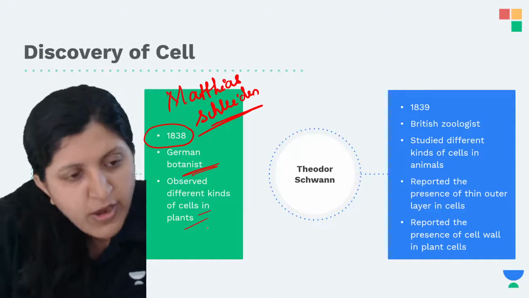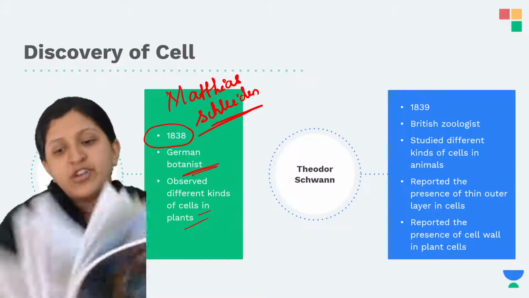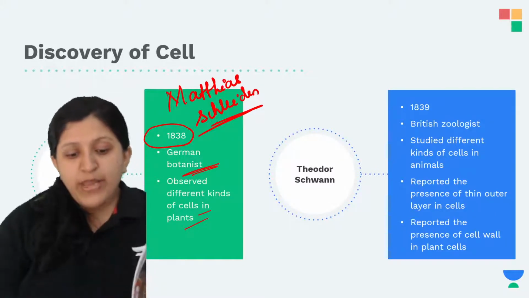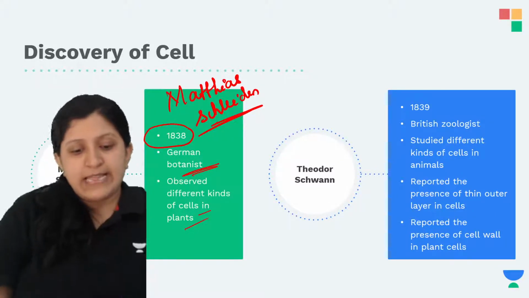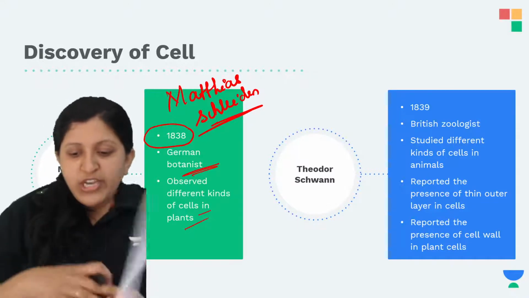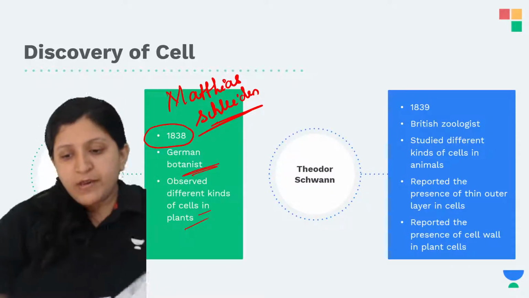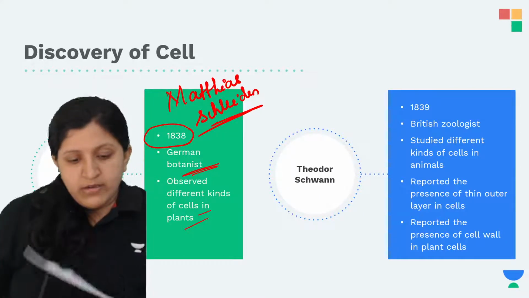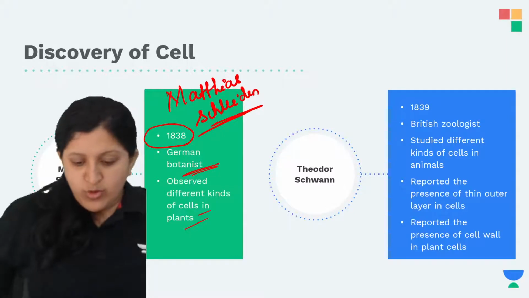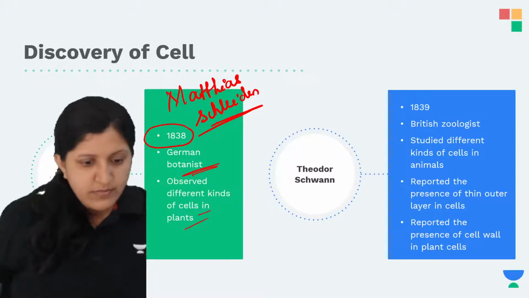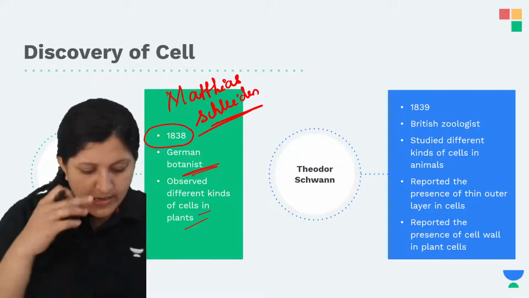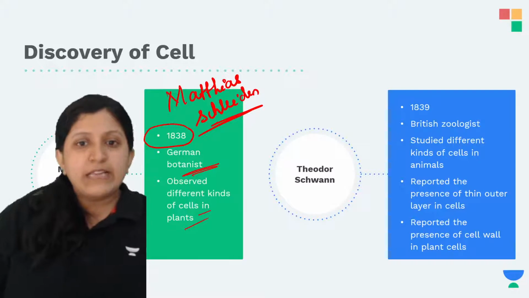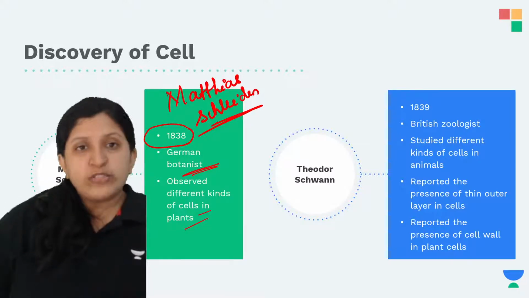In your textbook also the cell theory is mentioned. That year is very important, when exactly the cell theory was mentioned. You need to know each year, and along with that you need to know about the scientists, where they belong. So you can see here, cell theory was given by Matthias Schleiden, a German botanist.